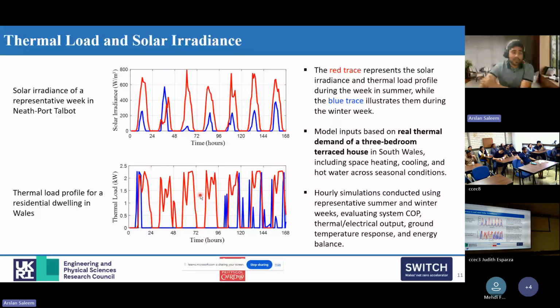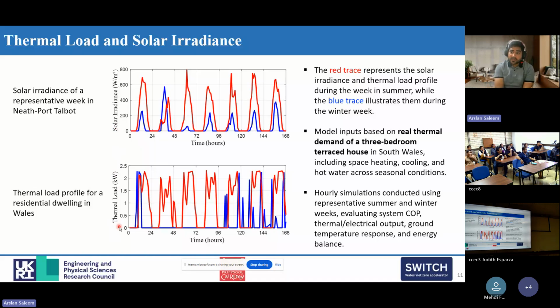So here is the thermal load and solar irradiation. The graph on the top shows the solar irradiance of a representative week in Neath Port Talbot. The red trace represents the solar irradiance and the thermal load profile during the week in summer, while the blue trace illustrates them in the winter week. The top graph shows the solar irradiance, and the bottom graph shows the thermal load for the residential building.